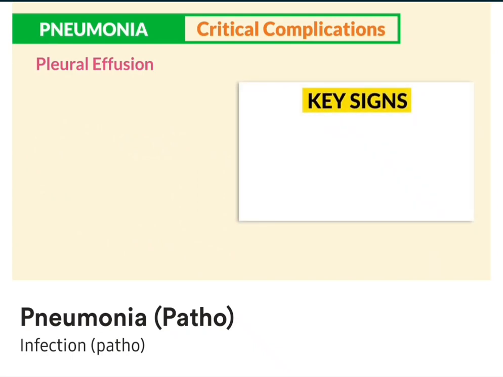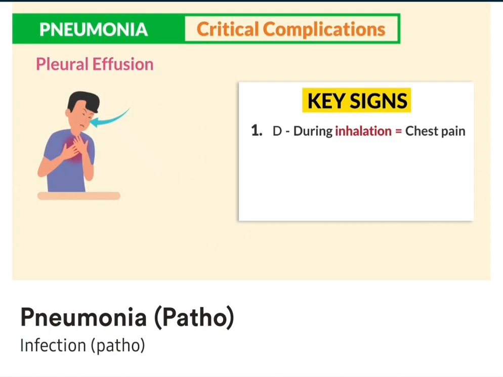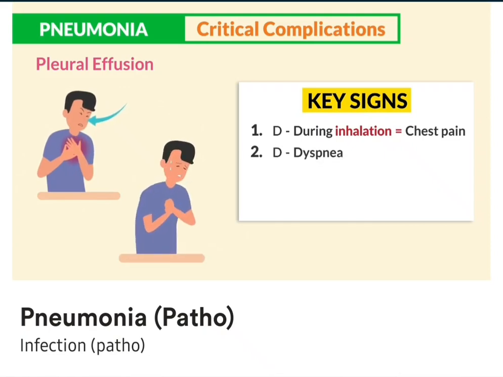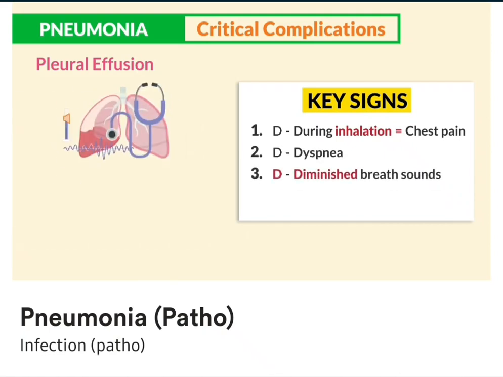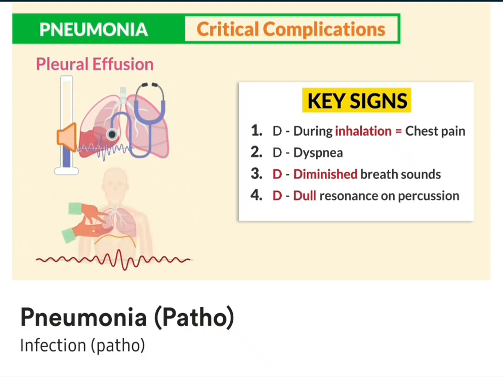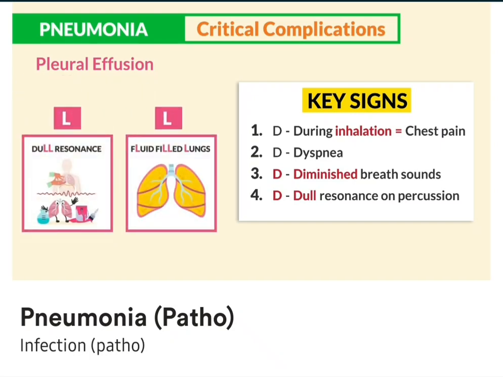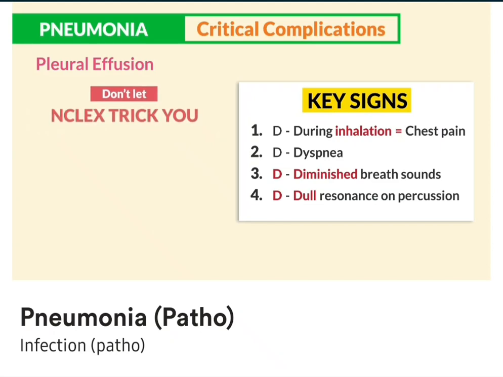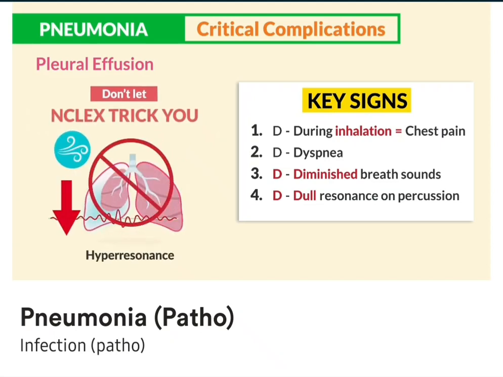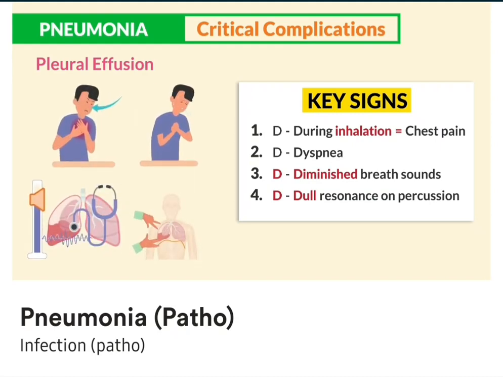So the key signs to write down are the 4 Ds. D for during inhalation, we see chest pain. D for dyspnea, that shortness of breath, D for diminished breath sounds upon auscultation, and then D for dull resonance on percussion. Remember, fluid-filled is dull, so don't let the NCLEX trick you here. It's not hyperresonance, as that's high air trapping. Now write down these 4 because these key signs came up a few times on Select All That Apply questions.